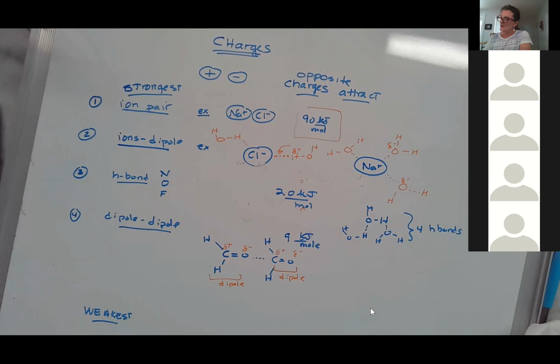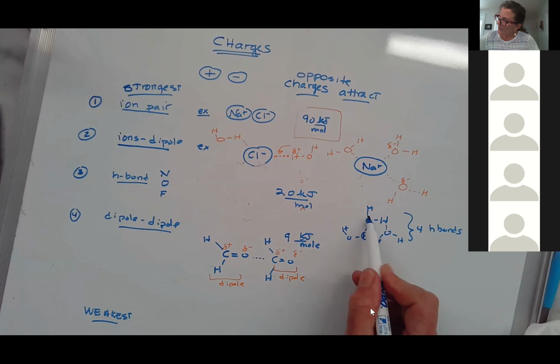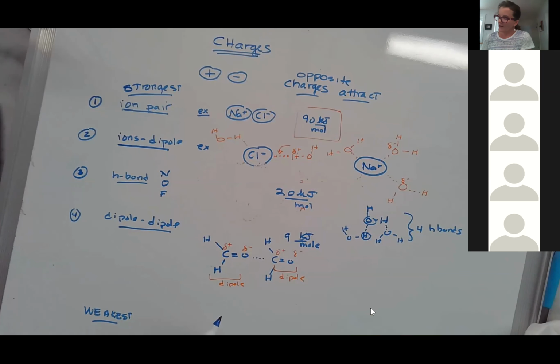So stronger than dipole-dipole. It's actually considered a special case of dipole-dipole interaction because it's the dipole on H and the dipole on the O. But on average, they are stronger than a regular dipole-dipole. And it's this hydrogen bonding in water that makes the boiling point so high. The boiling point of water is 100 degrees C.